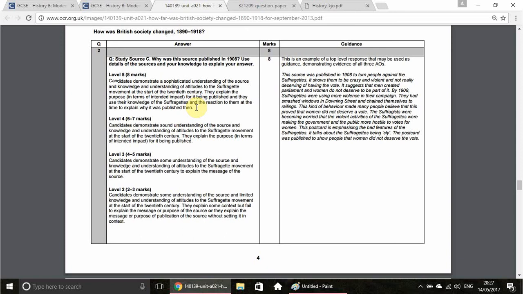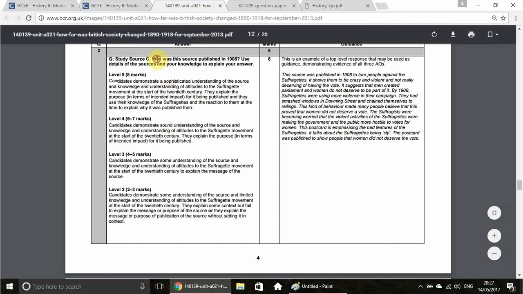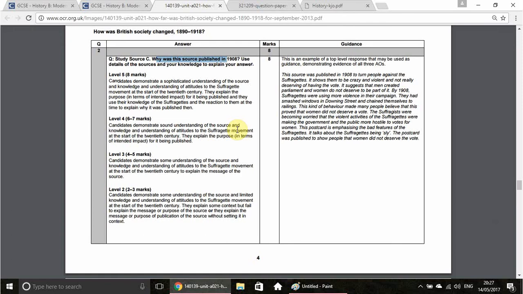So what you need to remember for a why was the source published type of question is that it's all about the purpose at this specific time, and try to go as detailed as you can and think, okay, why was this particular cartoon or this particular source published at this particular time?